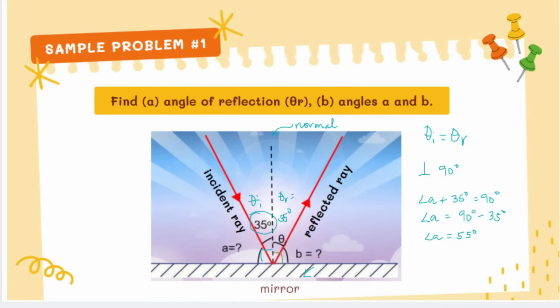Similarly, for angle B, since we are looking at the same set of measurements, 90 degrees minus 35 degrees din siya, and that is 55 degrees. So, B is 55 degrees. At the same time, A is also 55 degrees. O, diba, madali lang?